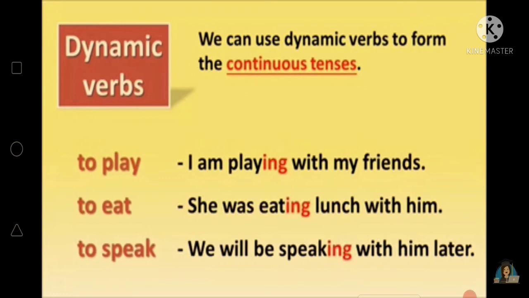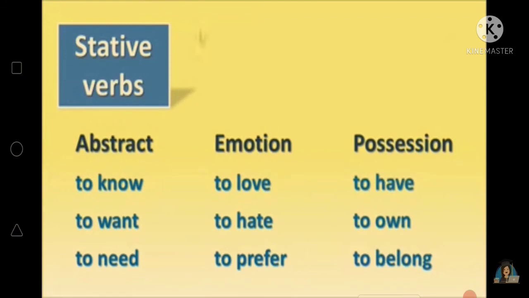Next we will see the stative verbs. What do we mean by stative verbs? They describe a state or condition, and they come under three categories: abstract, emotion, possession. In order to show the abstract, we use the verbs to know, to want, to need. In order to show the emotion, we use the verbs to love, to hate, to prefer. In order to show possession, we use the verbs to have, to own, to belong.